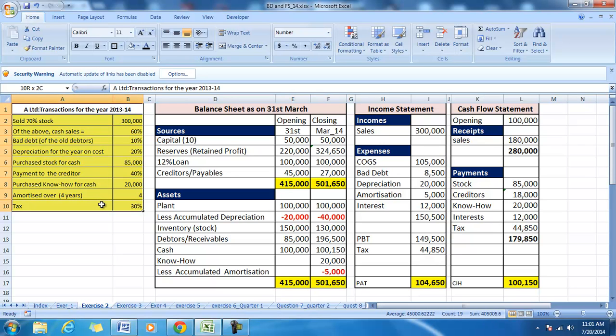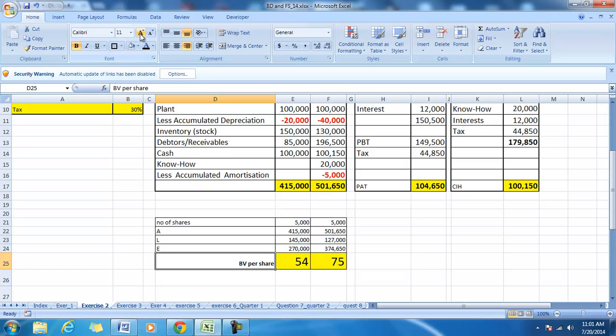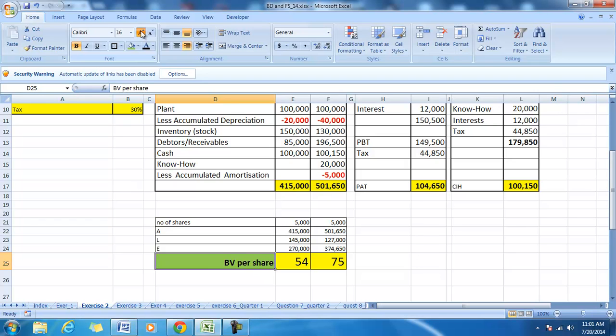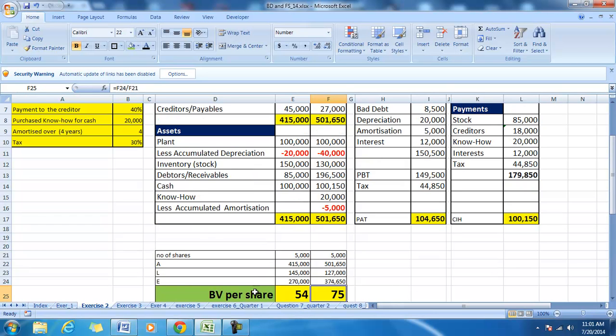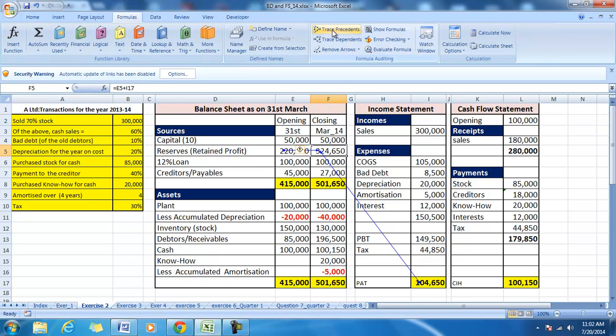So when we see a set of transactions, the transactions affect the balance sheet, income statement, cash flow. However, it becomes useful to observe the effect of this on the book value per share, and the book value per share is the equity per share, and in this case equity per share has gone up from 54 to 75, and the increase in the book value of shares is because of the increase in equity, and the increase in equity is because of the increase in the reserves, and the increase in reserves is because of the entire profit being retained.